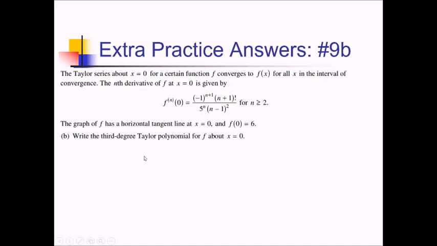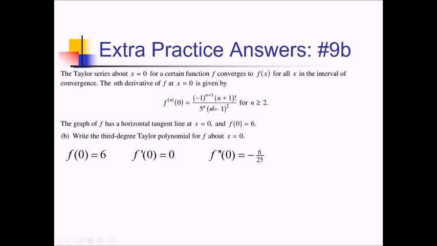For this part of the problem, we want a third degree Taylor polynomial for f about x equals 0. To write this using our Taylor formula, we're going to have to know the function value and the first 3 derivatives at x equals 0. They told us f of 0 was 6. F prime of 0 we already found was 0 because we had a horizontal tangent line. F double prime of 0 we saw in part A was negative 6 over 25. Feel free to go back and review that. We just plugged 2 into this formula.